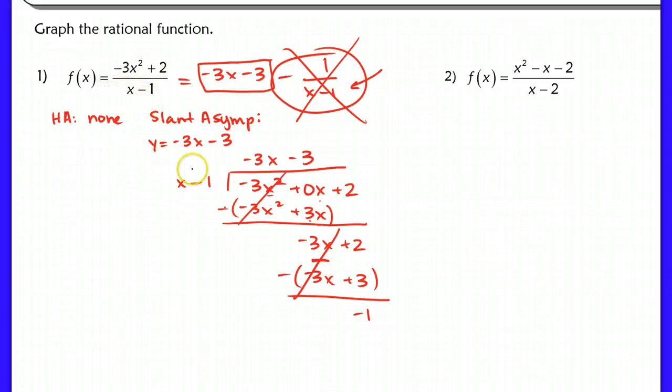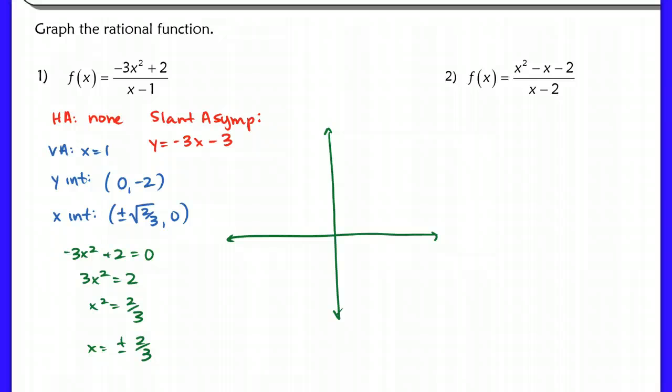When you get your resulting polynomial expression, it should be linear, because we're working solely with linear slant asymptotes. That's going to be your slant asymptote. Disregard the remainder down here. I'm going to pause and get all the other information for this graph, and then we're going to graph it.